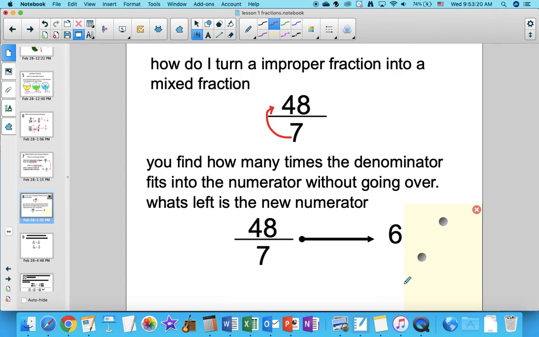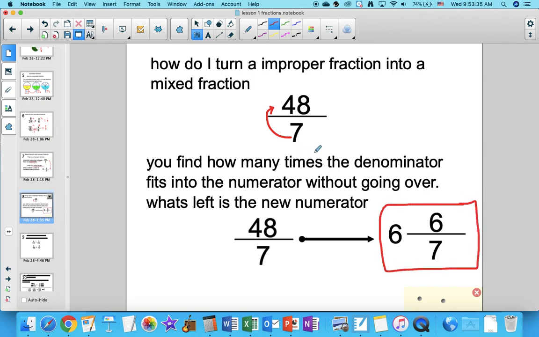Perfect. Now, how much is left? Well, 7 times 6 is 42. So how much is left? Well, 6 is left. So you have 6 over 7. And that'll be your mixed number or mixed fraction. You find out how many of your denominators fit into your numerator. That's your whole number. You take that, and whatever's left is your new numerator.